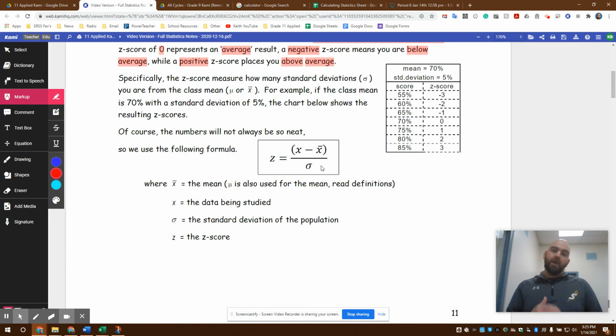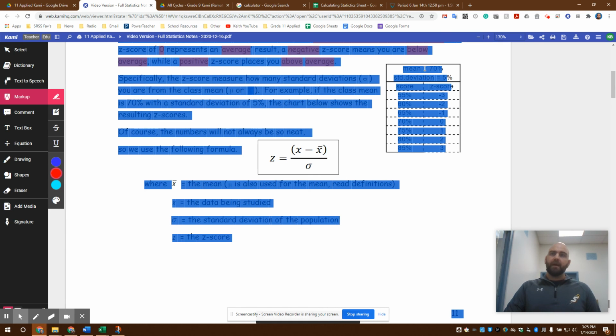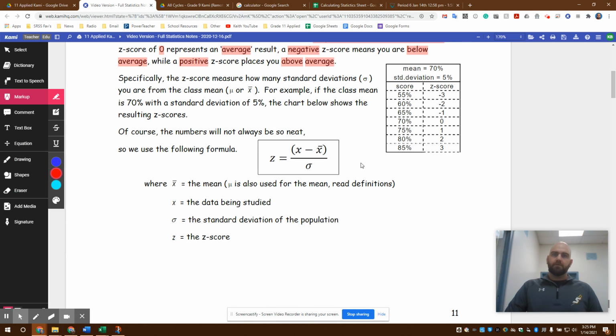We're going to talk a little later in a separate lesson about what that represents percentage-wise, so how many people are above and below you. Right now, we're just going to look at the Z-score and how we solve for it. So the formula for Z-score is the data point minus the mean divided by the standard deviation.